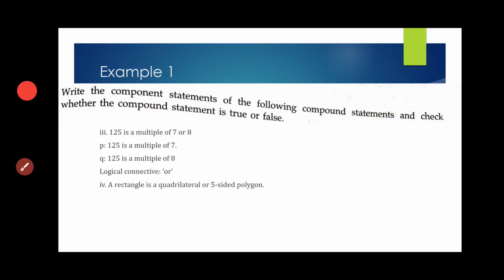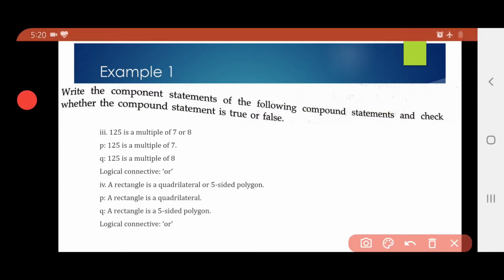Fourth example is a rectangle is a quadrilateral or five-sided polygon. Again, the component statements are a rectangle is a quadrilateral and a rectangle is a five-sided polygon. Then the logical connective here also is OR. Now, to check the truth value, a rectangle is a quadrilateral.